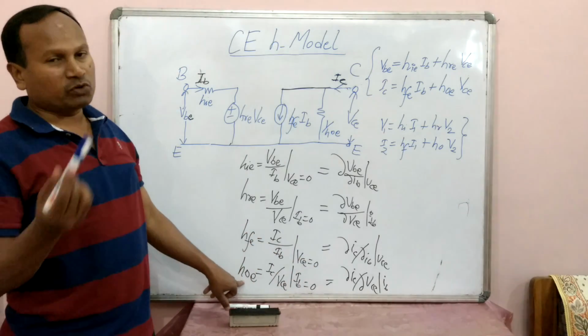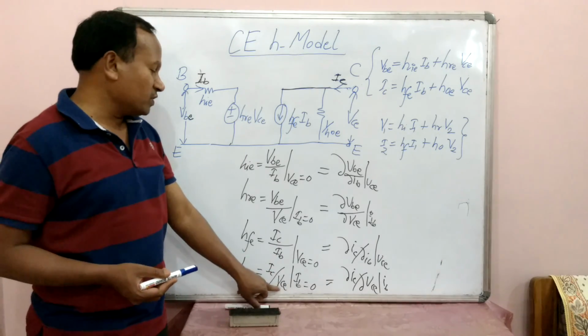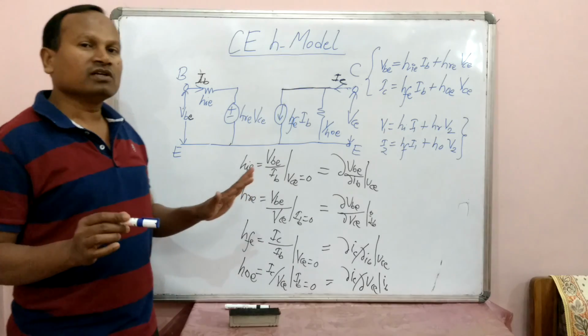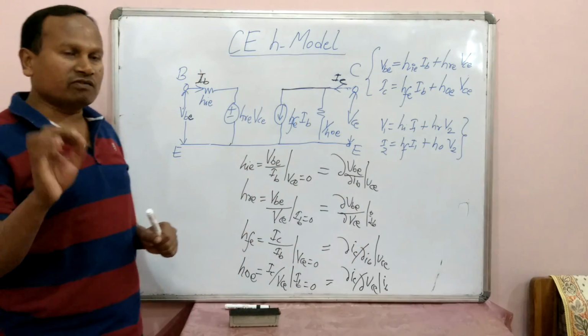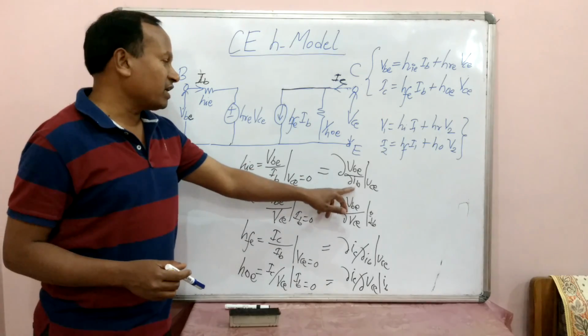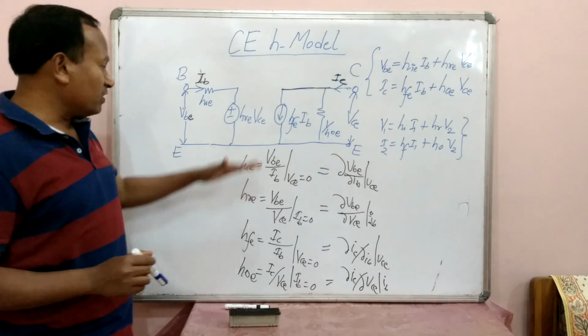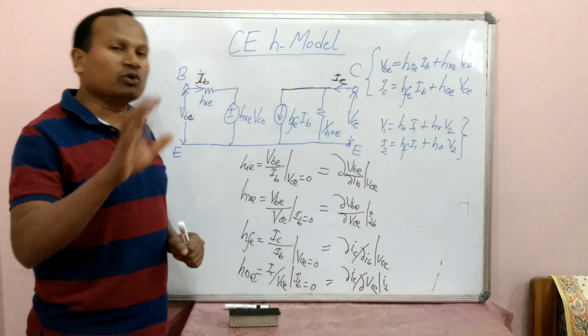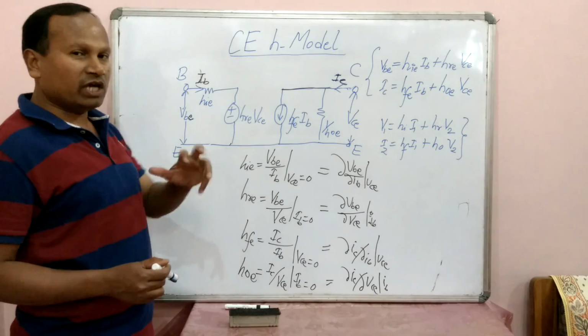hOE is the output impedance, E for common emitter. That is IC divided by VCE, with IB equal to 0. Now, in some of the literature and some books, you can also find delta VB divided by delta IB keeping VCE constant. Is there any difference between this concept and that concept? No, not at all. These two equations I can write in a different way also.